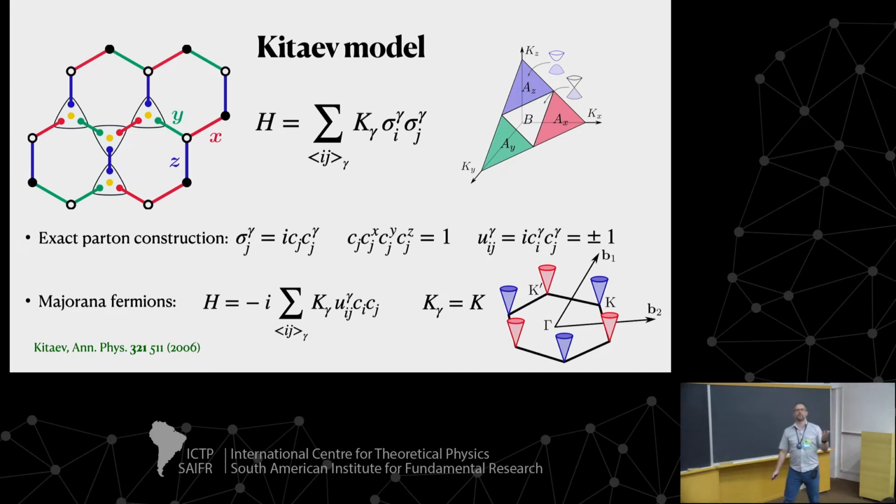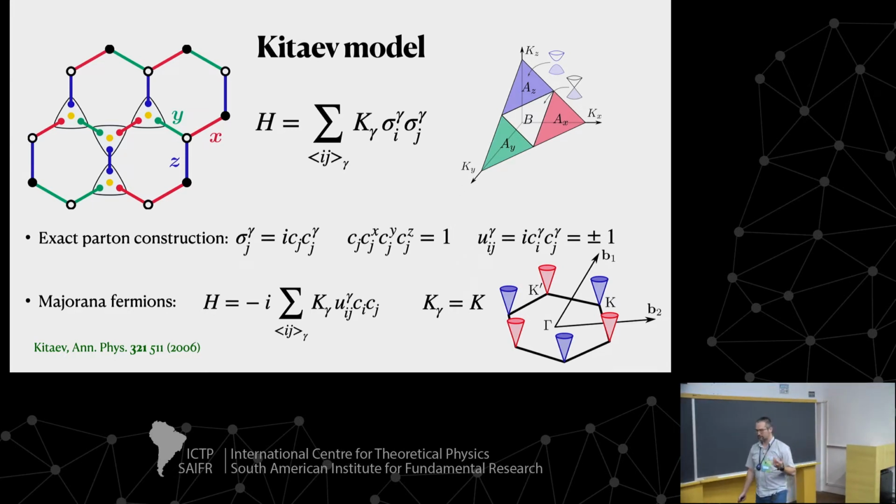So in principle, you already see a key ingredient, which is strong spin-orbit coupling. This is the kind of material which will eventually show this Kitaev model. It seems a bit artificial, but I'll show you it's not.